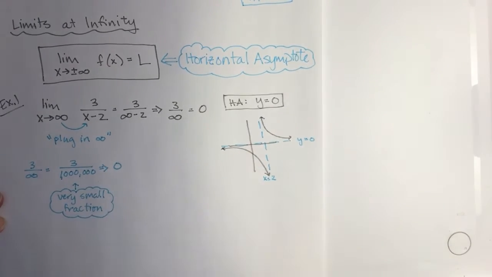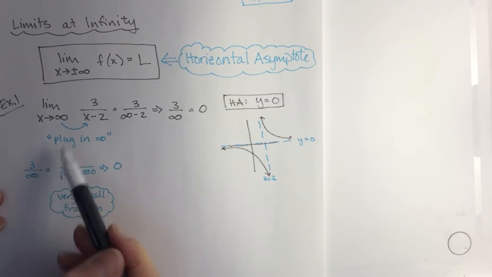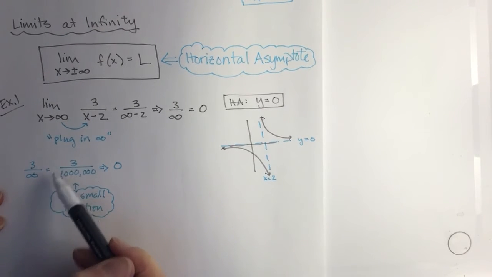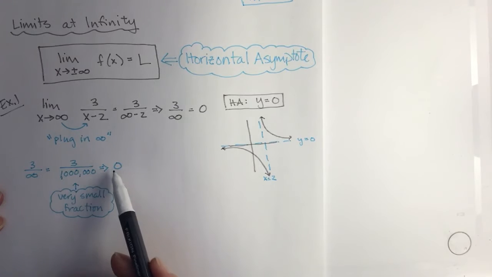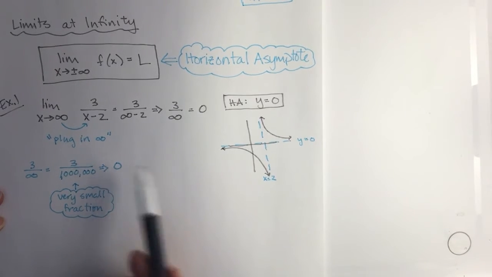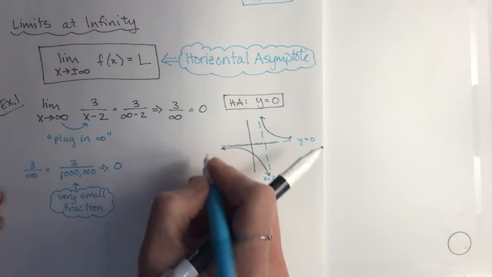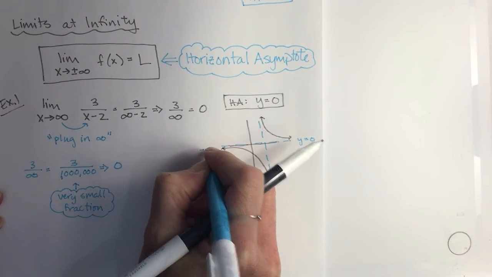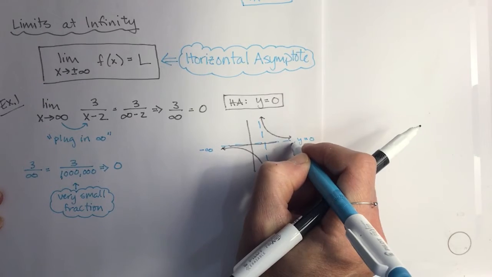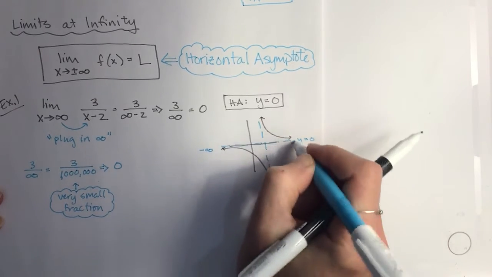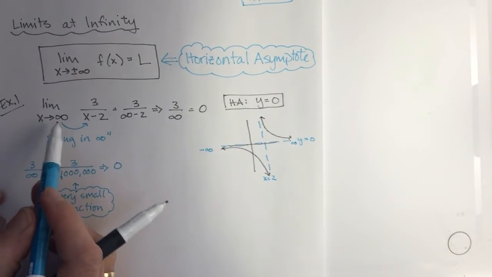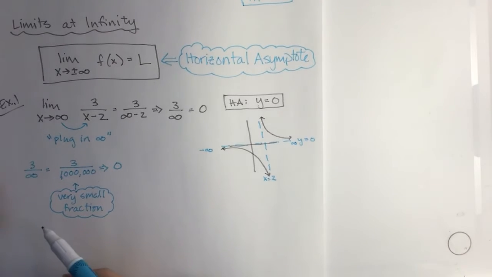There we go. And you guys can see also that it didn't really matter whether we went to positive infinity or negative infinity. You can't have negative 0, right? So that's why if we're going out here towards negative infinity or positive infinity, it didn't make any difference. And that's typically going to be the case when you have a polynomial. Okay?